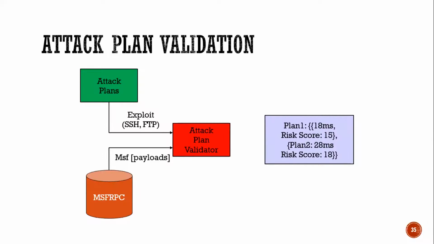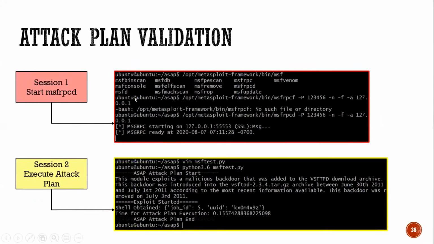For the validation of the attack plan, like if the attack plan says to first exploit SSH and then FTP, we have MSRPC, which is a daemon of Metasploit, running, and basically it uses Python scripts to execute different plans and tells us the cost of running different attack plans, like how much time it took for each. So for MSRPC, you will need to have an MSRPC session running in one window, and then in another window, you will execute your attack plan and see how it goes.